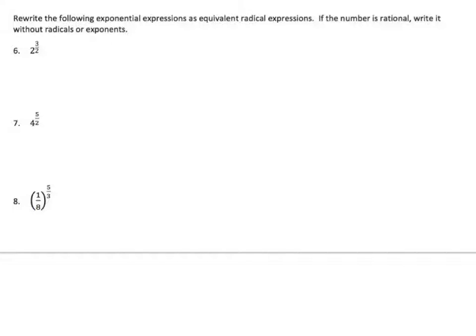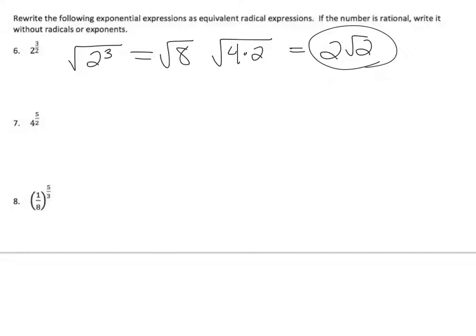Rewrite the following exponential expressions as equivalent radical expressions. If the number is rational, write it without radicals or exponents, okay? So this first one, I have 2 to the 3/2. It's the same as the square root of 2 to the third power, which is the square root of 8, which is the same as the square root of 4 times 2, which is 2 root 2. A little bit more work with these.